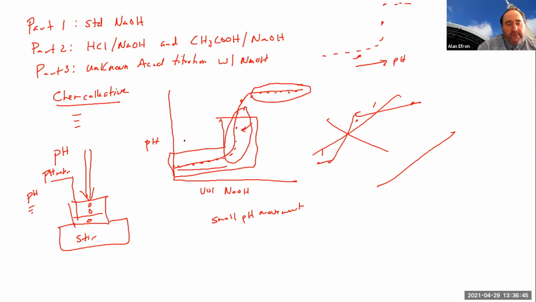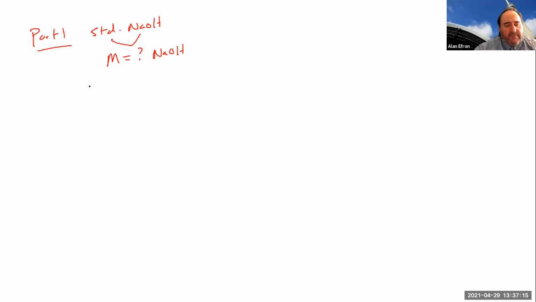But let's talk specifically about these parts and what information we can get from the actual titration curve itself. First off, you're going to do a titration in part one. The goal in part one is to standardize the sodium hydroxide, which is a fancy way of saying I need to figure out what the molarity of the sodium hydroxide is. We're going to do a titration of KHP, potassium hydrogen phthalate.